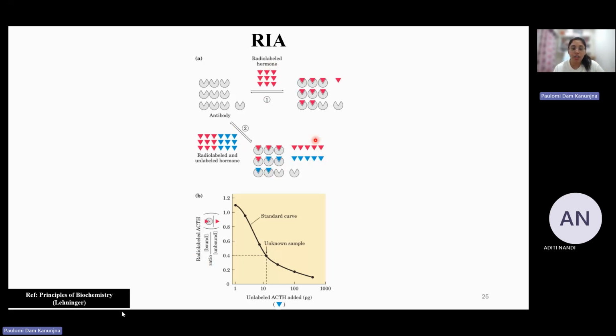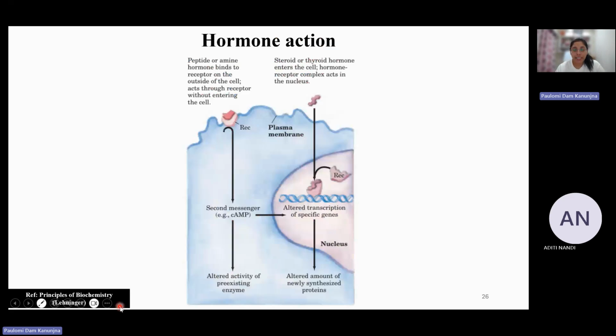Okay. Now, when we talk about hormones, there are two kinds of hormones. You have peptide hormones, which are predominantly peptidal or proteinaceous in nature, and you have steroid hormones.